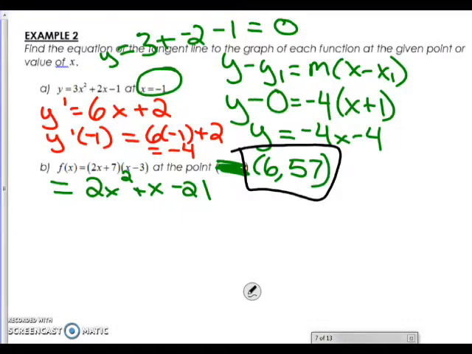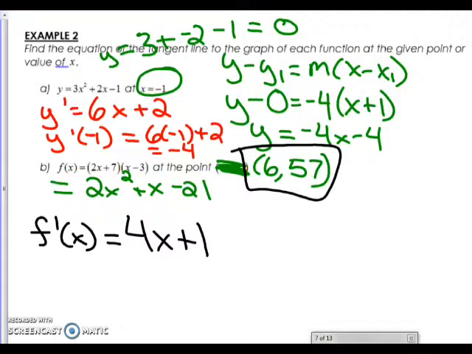So go ahead and find the derivative there. Again, you're just using your power rule. So 2 times 2 is 4x plus 1. Okay, so we've got that. Now we want to find the derivative at x equals 6. So we have an x value here. Now, since we're trying to find the slope, we're going to plug that into the derivative.